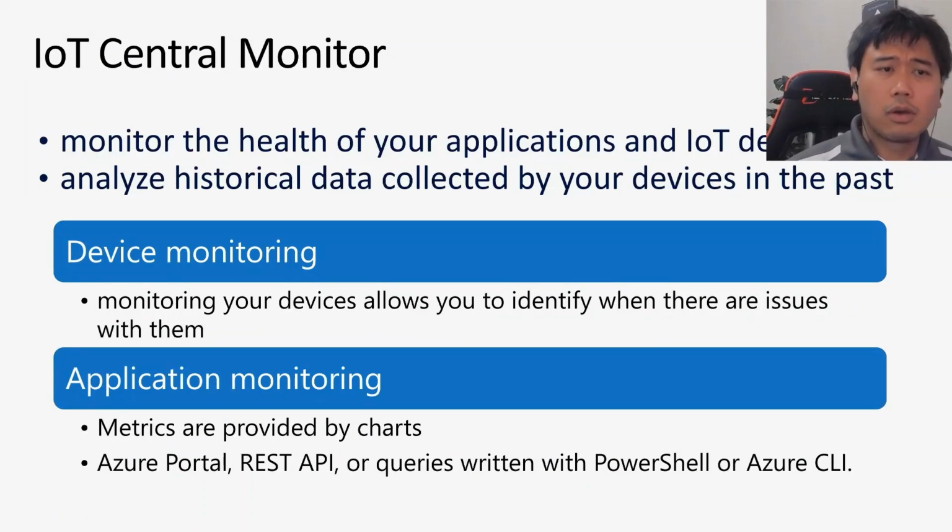There are different ways to monitor a device. You monitor the health of your application and of an IoT device. There are two monitoring ways. You can do device monitoring, which allows your device to identify what issues it has, and then the application monitoring side. This can be part of the Azure portal, or you can read it through the REST API, to see what's going on with the IoT Central application itself.